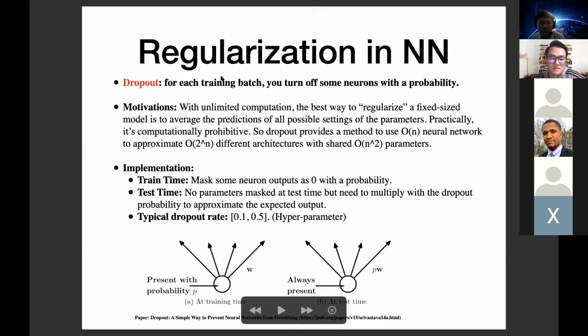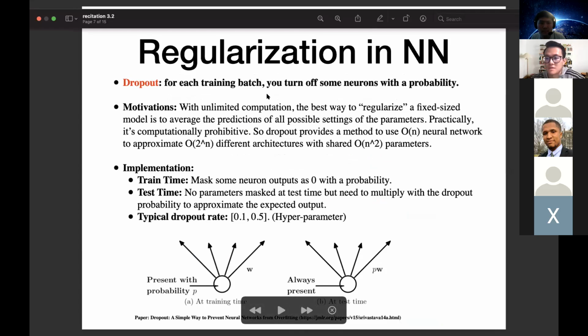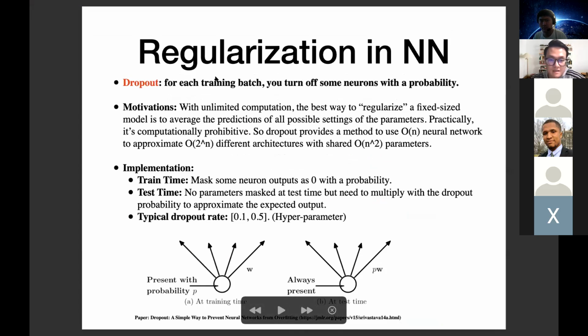And another method for regularization is dropout. So dropout is, for each training batch, you can turn off some neurons with a probability. The motivation for dropout is that it helps you avoid overfitting, right?